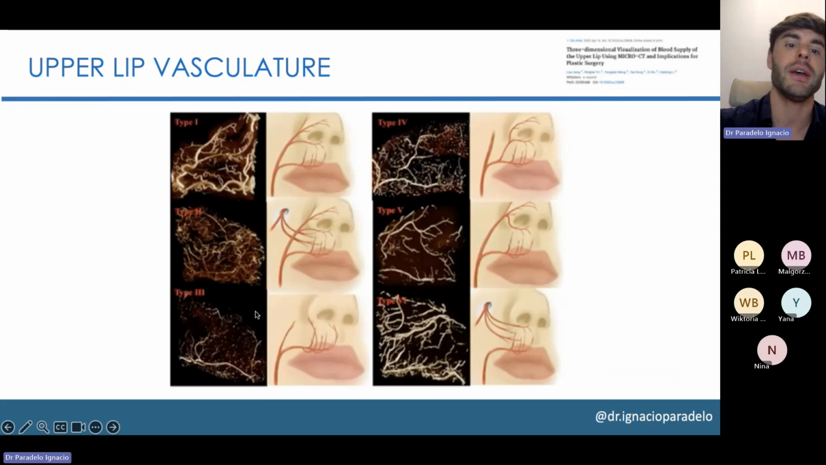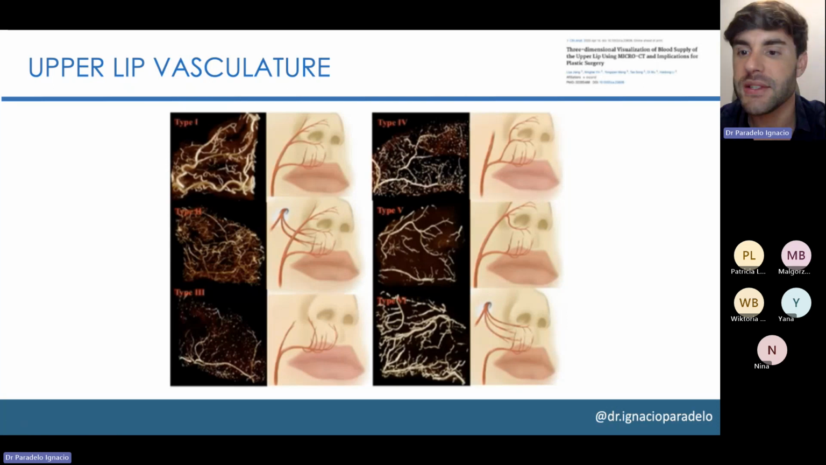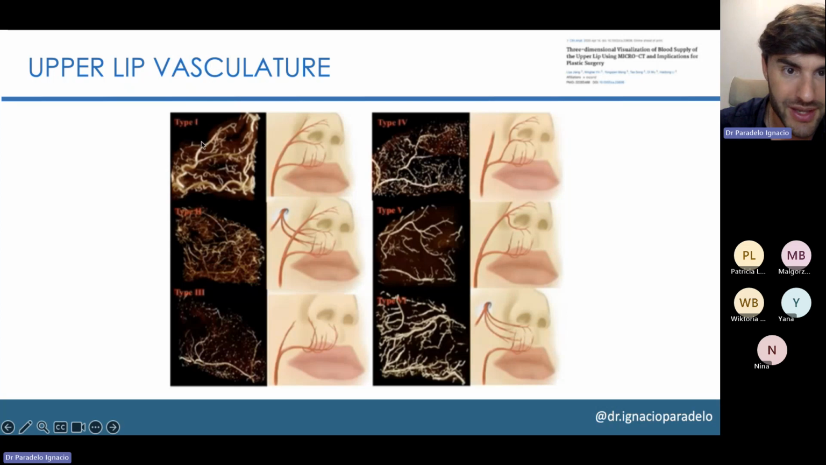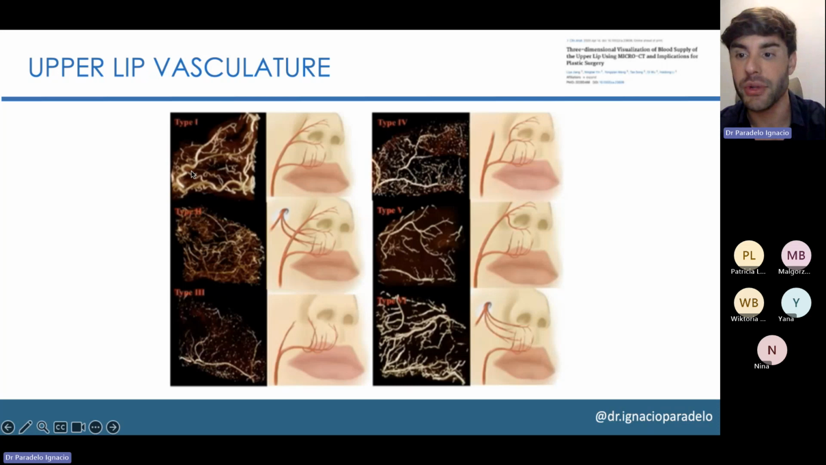But in this study, Cotofana describes 6 types of variations. In this other image, we can better understand the findings. Variation type 1 is the most common, as I said, and is the one that I was just telling you about right now. We have the facial artery, and then the superior labial artery, and the angular artery. Then type 2 has the same anatomical findings as type 1, but with the particularity that the upper lip also receives irrigation from the infraorbital artery, as we can see here.